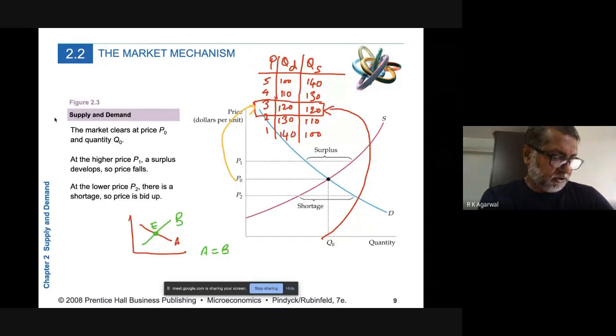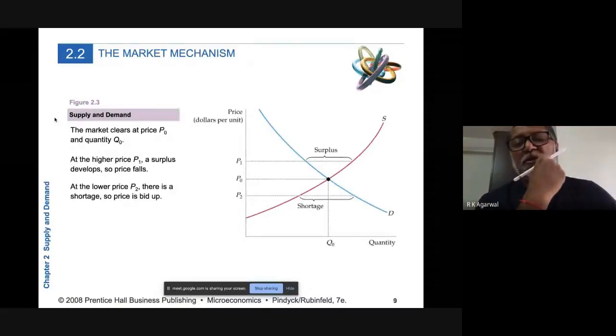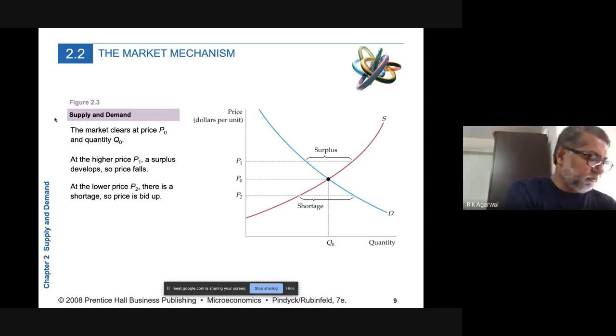Any question? So basically, what is it that I have said so far? I have said that the point at which the two curves intersect each other is the point which we call the equilibrium point.